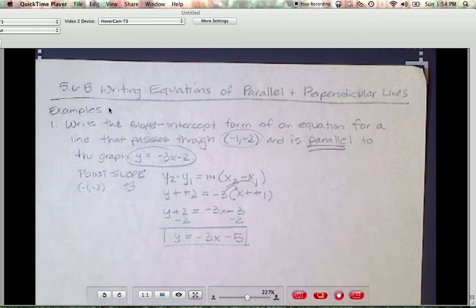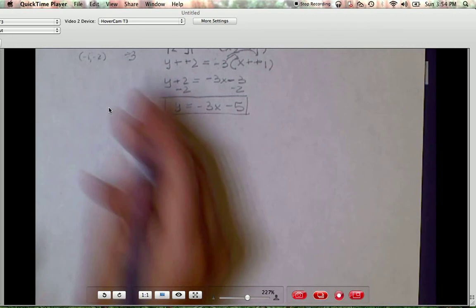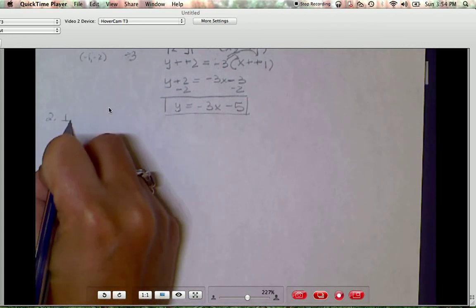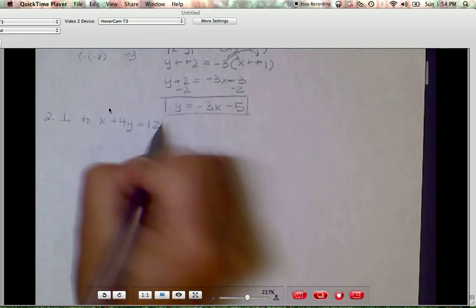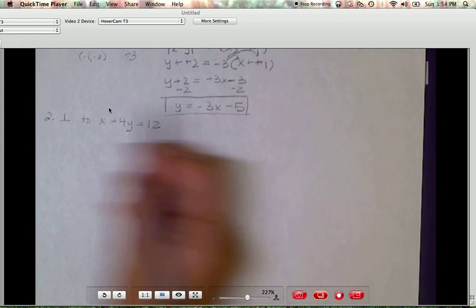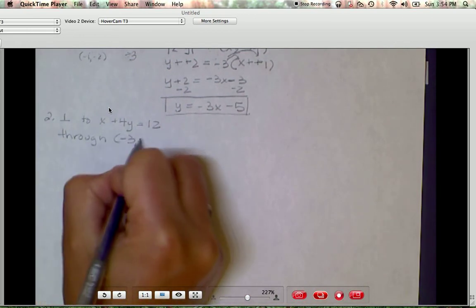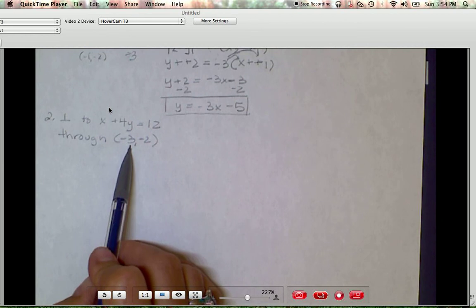Okay, let's try a perpendicular example. Let's slide this up. Example number 2, I'm going to abbreviate it. We want it perpendicular to x plus 4y equals 12, and it goes through -3, -2. So like I said, we will always begin with point-slope form because we have a point.